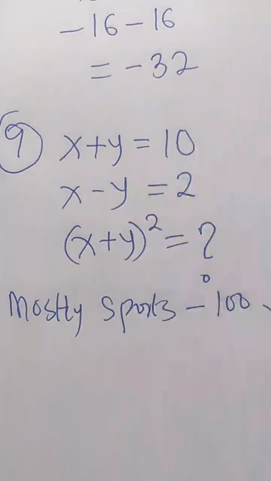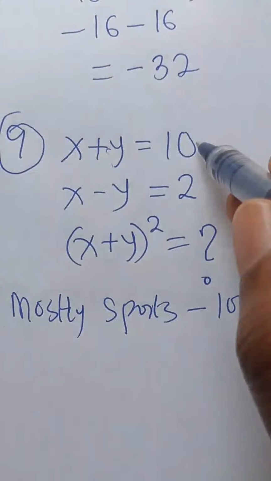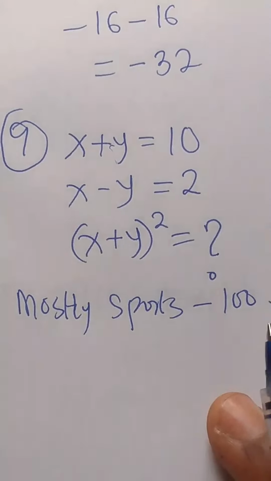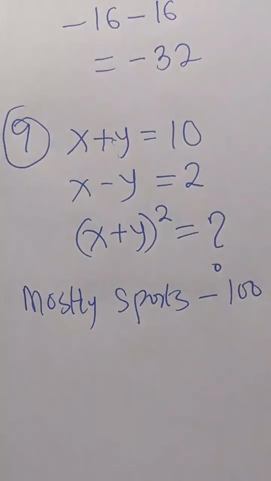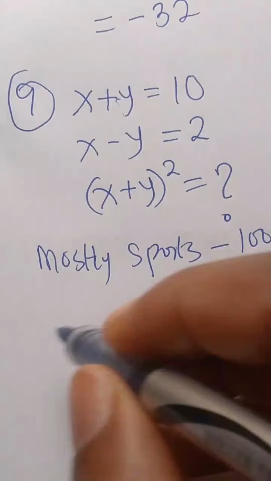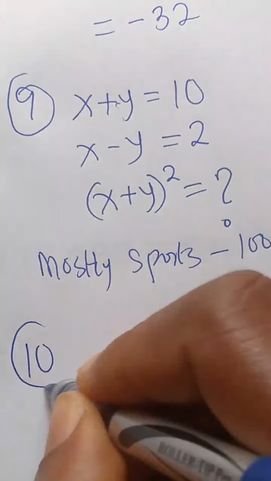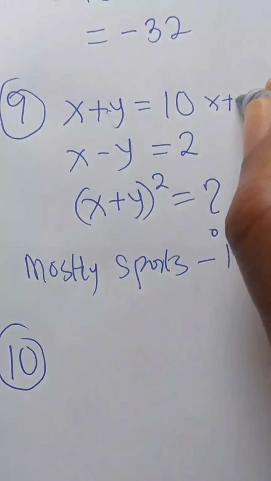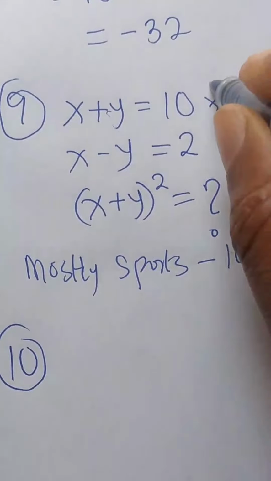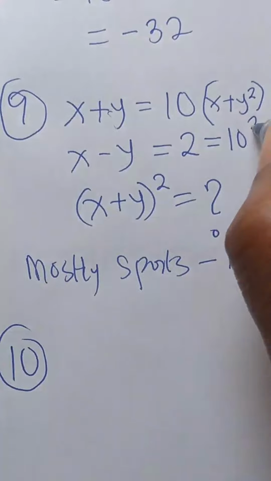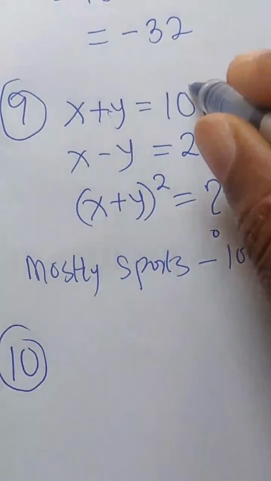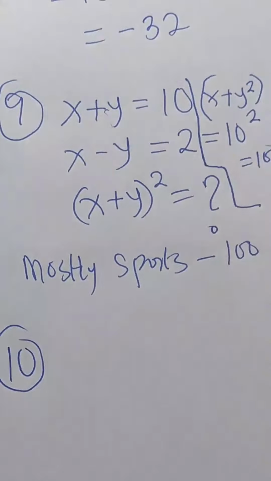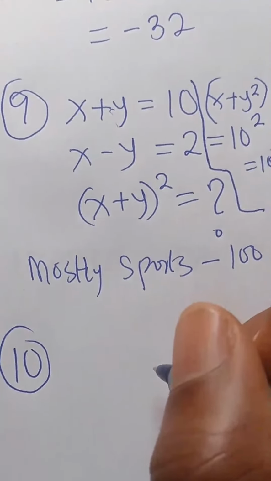You don't need to start solving for x, solving for y. You have x plus y to be 10, and you are asked (x plus y) squared, which is just 10 squared, and that is it. Very simple math. So please, these are the tricks that we talk about in mathematics. All right. So question number 10. (x plus y) squared is equal to 10 squared, and that is equal to 100. That is all. Just square this and you get your answer. So solve this, please.